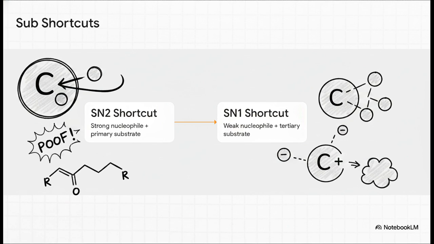If you see a strong nucleophile pairing with a primary, uncrowded substrate, boom, that is an SN2 backside attack. If you see a weak nucleophile and a bulky tertiary substrate, it's going to wait for the leaving group to leave, form a carbocation, and naturally go through the SN1 pathway.